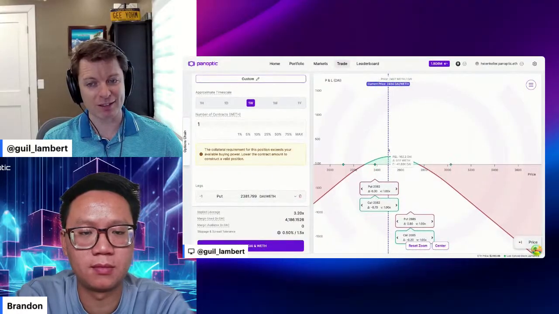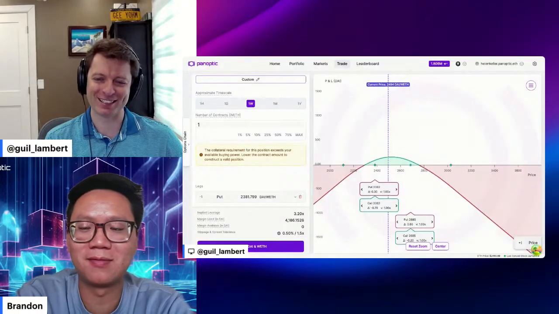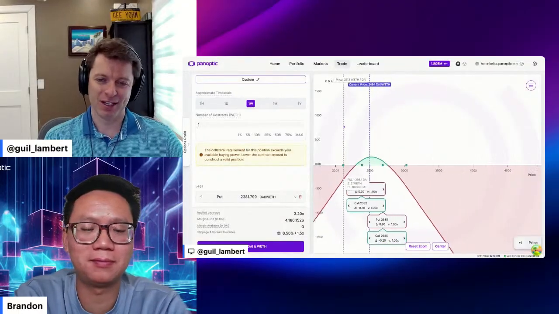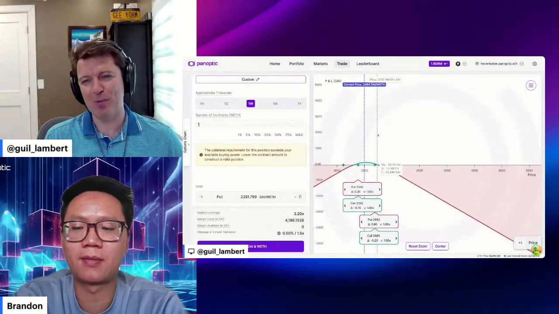It does bring the deltas closer. Now you have four legs in range. If the price moves, you add more risk to the upside now. So this is doubling down a little bit.